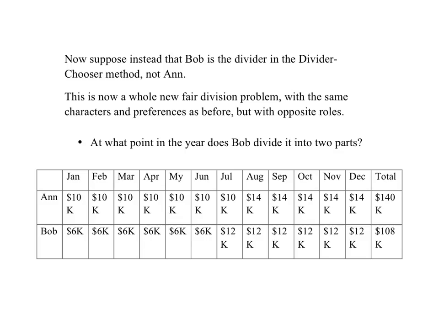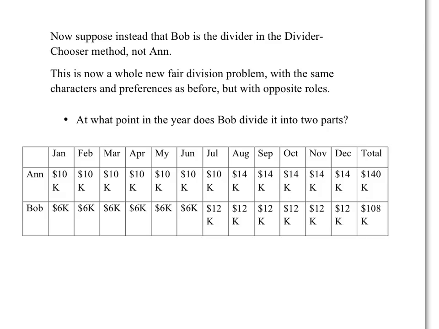For the sake of practice, we are redoing this entire divider-chooser problem, but now with Bob as the divider instead of Ann. This is a complete redo of the problem. We're starting from the beginning and starting completely over just to see what happens when Bob is the divider instead of Ann. Okay. So at what point in the year does Bob divide it into two parts?